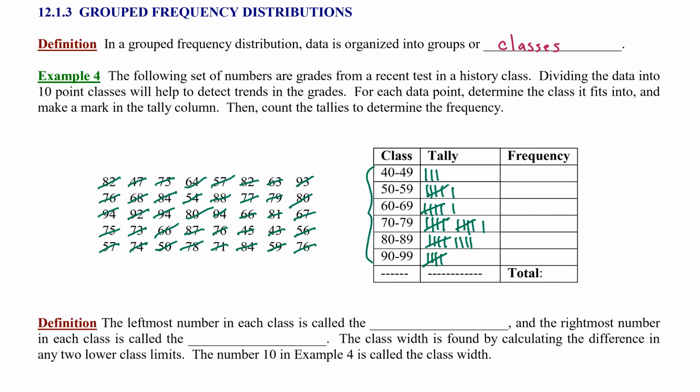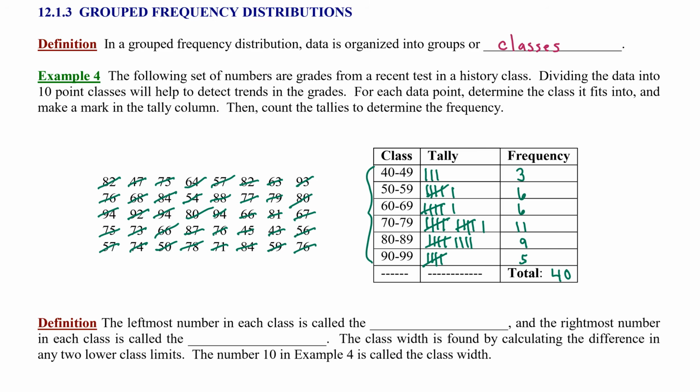Now that we have all of our tallies listed, we're going to count those tallies, and that gives us the frequency. So for the class 40 to 49, we had 3 students in that class. In the next group, we had 6, followed by another 6, 11 here, 9 here, and 5 for the last class. So if we take a minute and we sum those frequencies, we would come up with a total of 40.